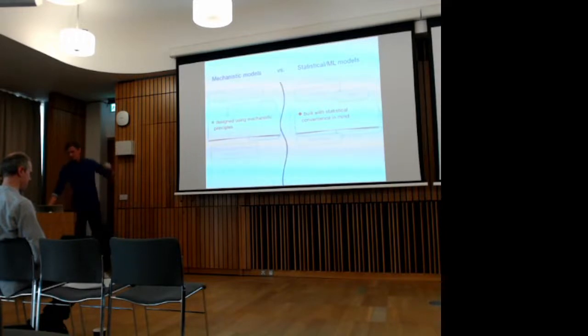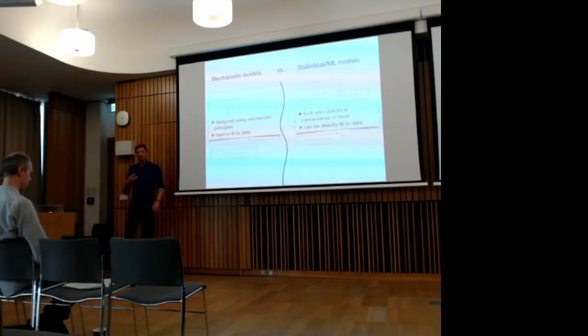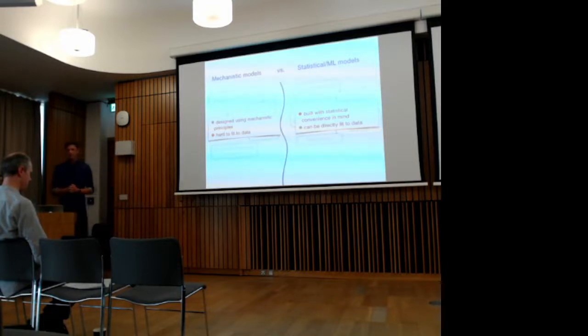While statistical models are built with statistical convenience in mind and therefore don't allow this mapping, they are of course very easy to fit to data. That's what they were built for. You can just use gradient descent and obtain a good fit with the data. On the other side, mechanistic models are often hard to fit to data, and people just tune the parameters such that they somehow match, or they use genetic algorithms, and so on and so forth.